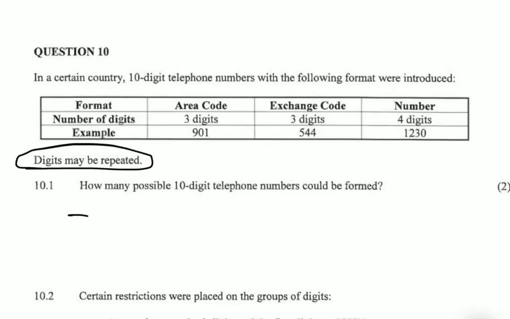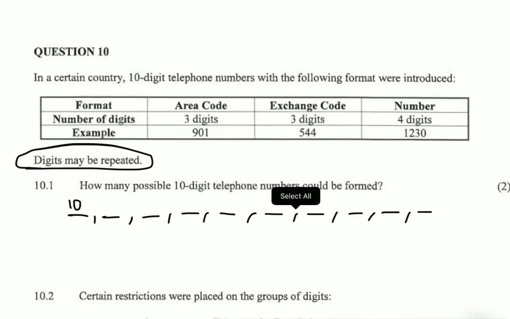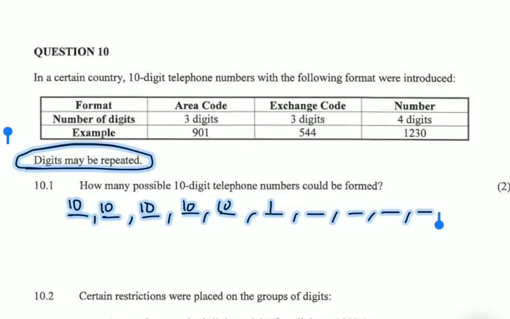So we have 10 digits: 1, 2, 3, 4, 5, 6, 7, 8, 9, 10. For the first digit of the telephone number, we are picking a number from 0 to 9, so we have 10 possible options. For the second digit we're also picking from 0 to 9, so we also have 10. For the third digit, we're picking from 10 numbers, and so on until the last digit.